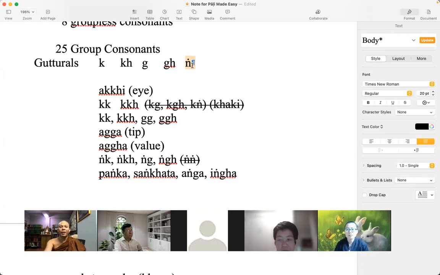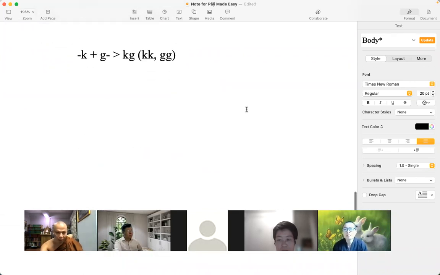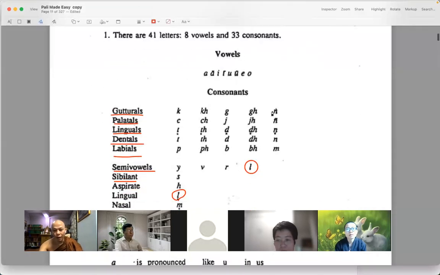Because of your question, I will answer. Actually, I'm worried about confusing the others. So this nga, and then nya, na, and then ma. They are the end of each group of consonants. You remember? So you see here, nga, nya, na, and ma. They are the end of their respective group consonants.